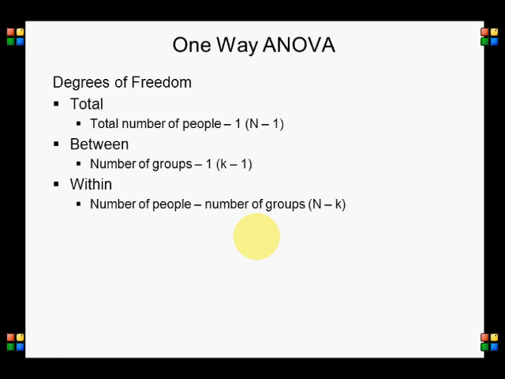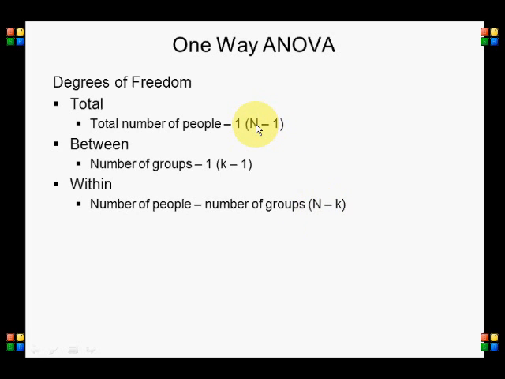Degrees of freedom are defined in this way, and this is something to write down, something to have handy. The total number of people minus 1, or big N minus 1 in this case, where we're using capital N to denote everybody among all groups, is my total number of degrees of freedom. Between groups' degrees of freedom is k minus 1, where k is my number of groups. And within groups' degrees of freedom are the number of people overall minus the number of groups, or big N minus k.